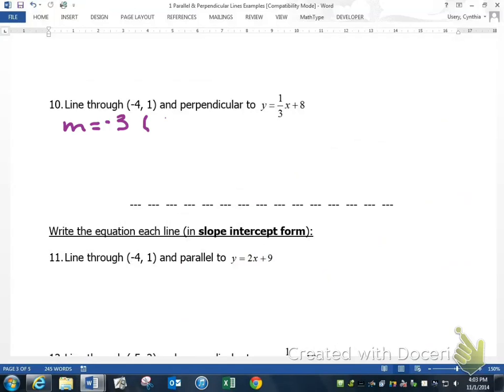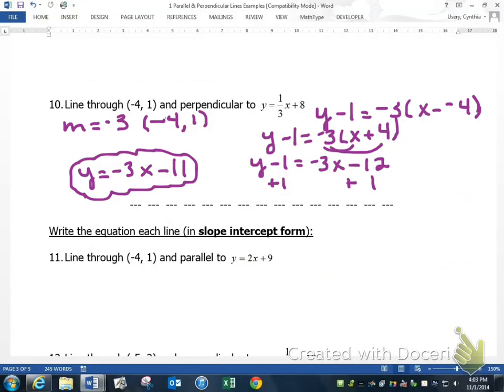And so then we will do our equation, and let's pause this and we'll see if we get the same answer. Okay, I got y equals negative 3x minus 11. Go through and check my work if you need to, if you got a different answer, and see where we did something different. And then let's do some other practice.